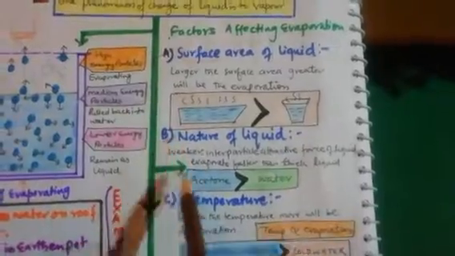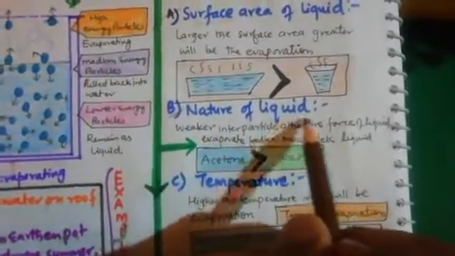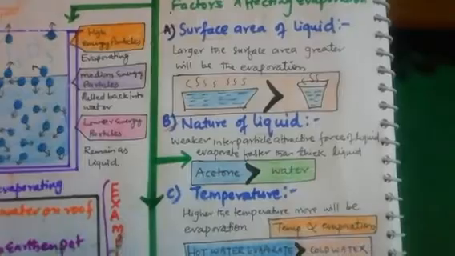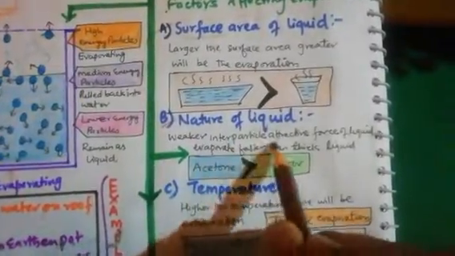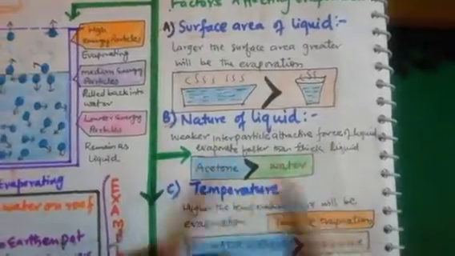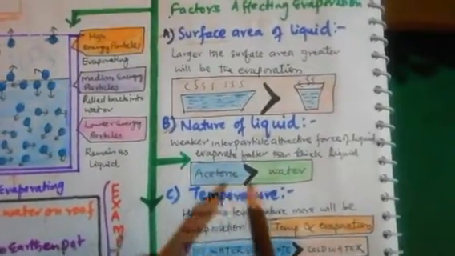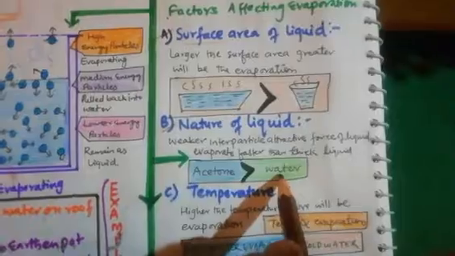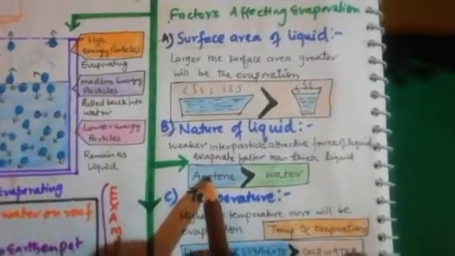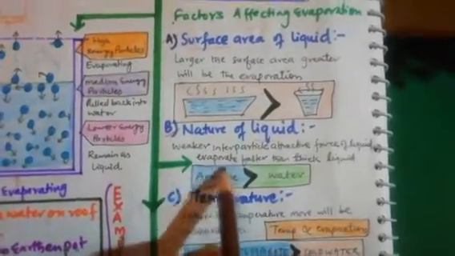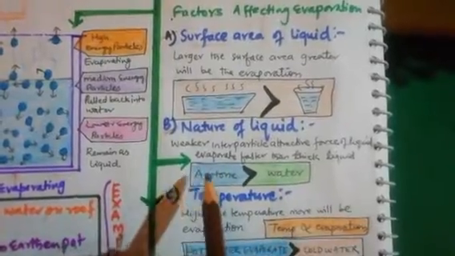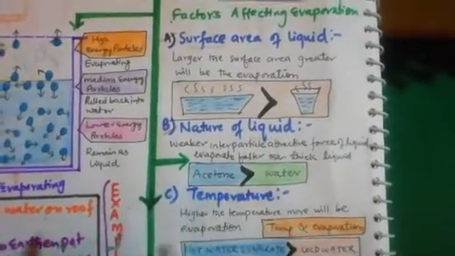Second, the nature of the liquid. Some liquids are thin, some liquids are thick, some liquids have low density, some liquids have more density. So liquids with weaker interparticle attractive force evaporate faster than the thick liquid. Like acetone evaporates faster than water, as water is thick, acetone is thin. You can take alcohol also, you can take anything. So these less dense liquids have more evaporation than the thick ones.